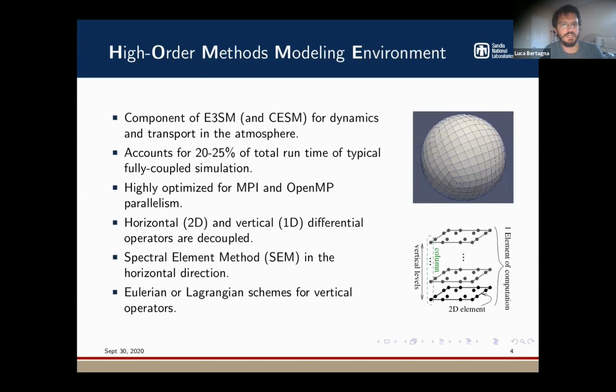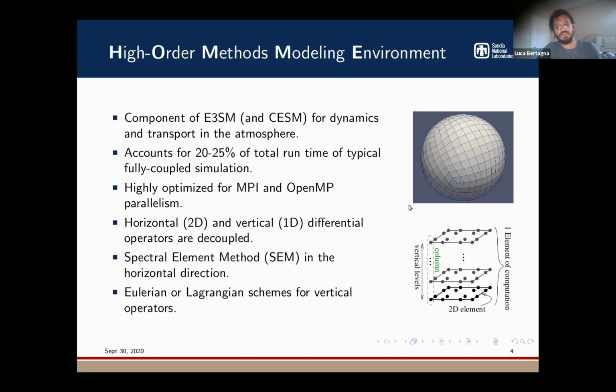What is HOMME? HOMME stands for High Order Methods Modeling Environment. It is a component of E3SM and also CESM, which is the library that E3SM forked off from, which is responsible for dynamics and transport in the atmosphere. It's a very important part, computationally speaking, of E3SM. It typically accounts for about 20 to 25% of the total runtime of a fully coupled simulation. The library, the original Fortran 90 implementation, was highly optimized for MPI and OpenMP parallelism. HOMME features a decoupling of horizontal and vertical differential operators.